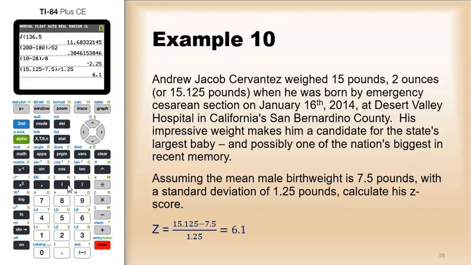Now, what does that mean? Well, generally speaking, z-scores are between negative 3 and positive 3. We really don't go beyond that. So what does a 6.1 mean?